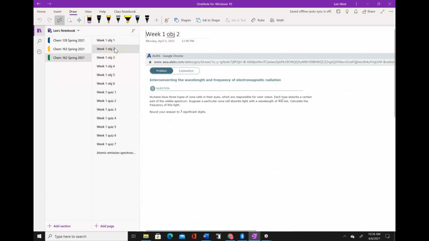So the next problem is about interconverting wavelength and frequency. This is pretty simple because we know that the speed of light is equal to the wavelength of the light times its frequency.